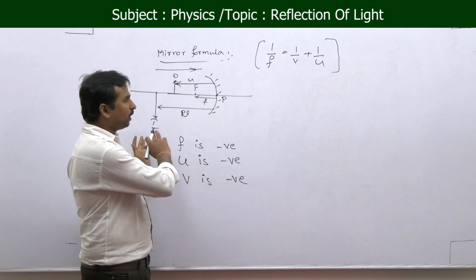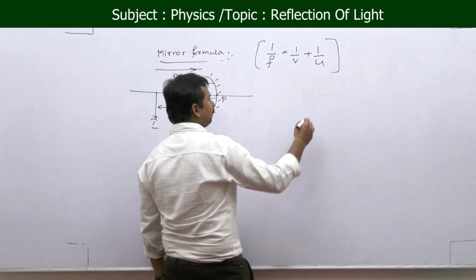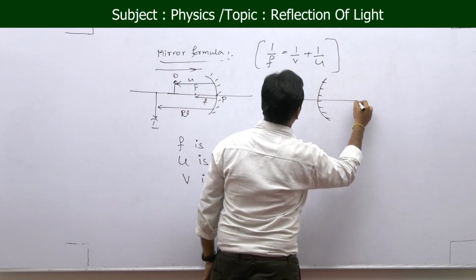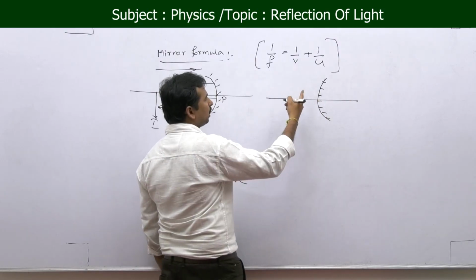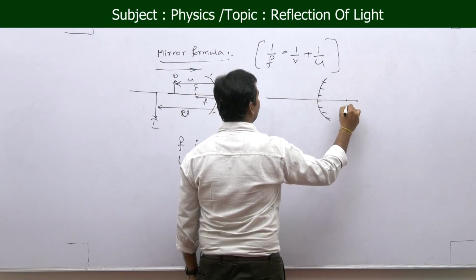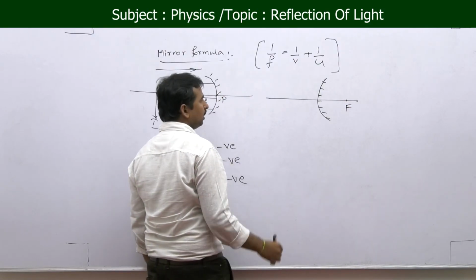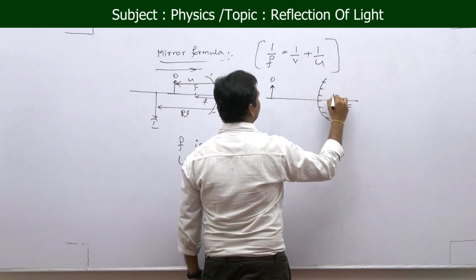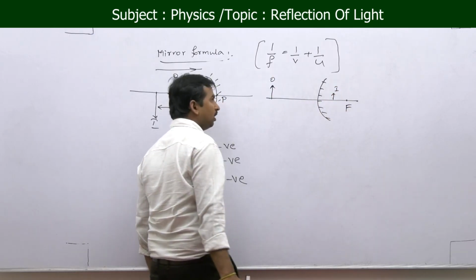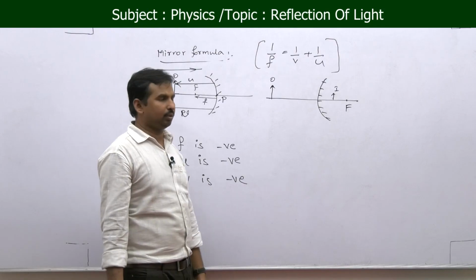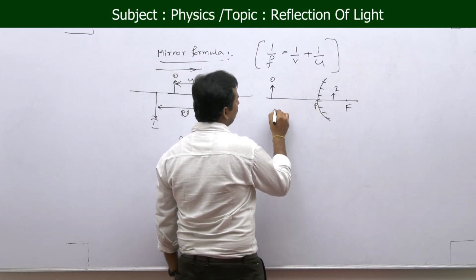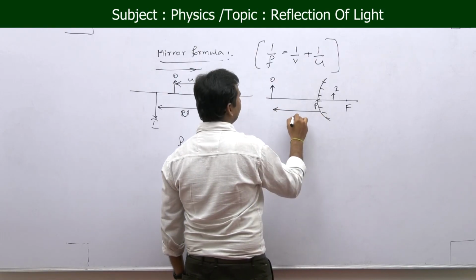The same we apply for the convex mirror. Let us see the sign convention for a convex mirror. For a convex mirror, we already know it has a virtual focus. If the object is placed before that, we get an image behind the mirror, because that is a virtual image. So, according to rule 1, all distances we have to measure starting from the pole.